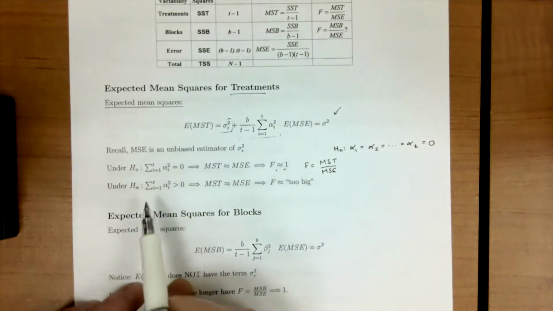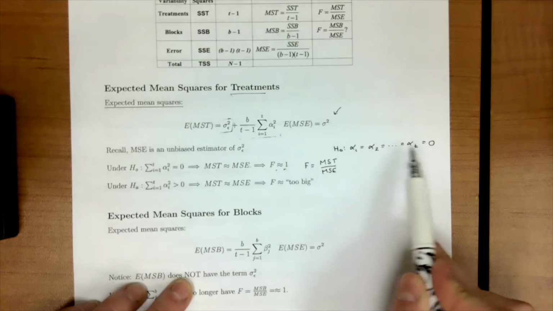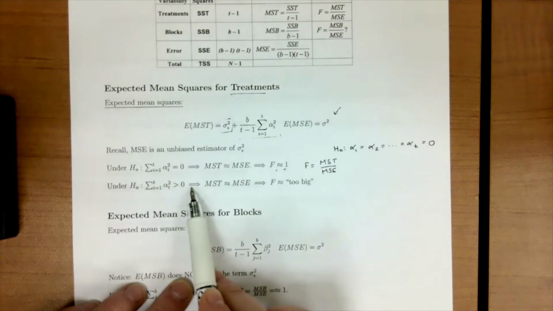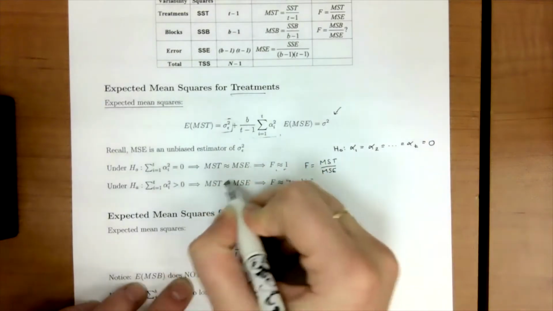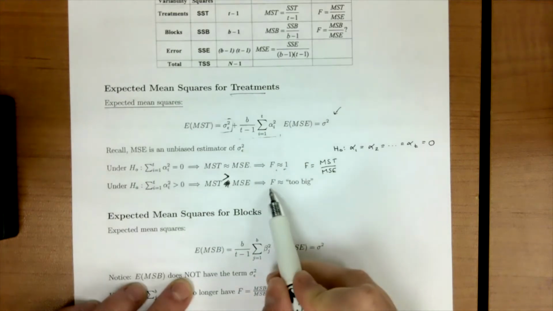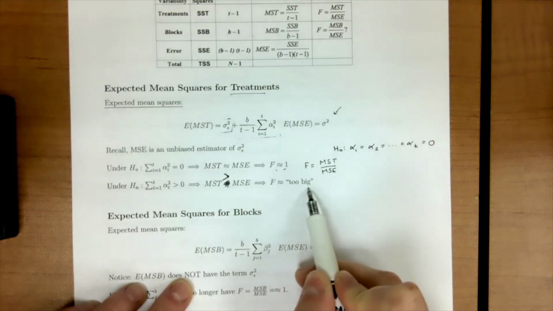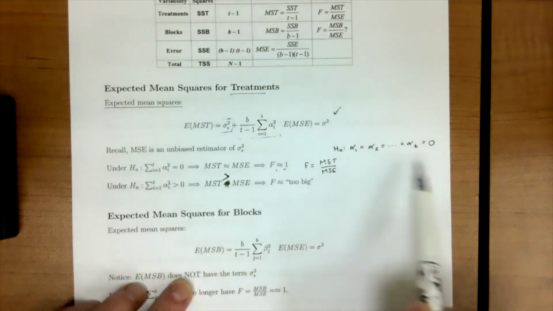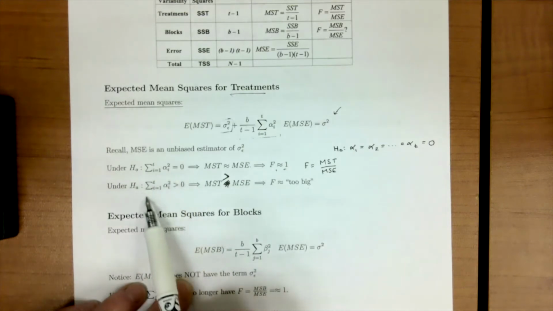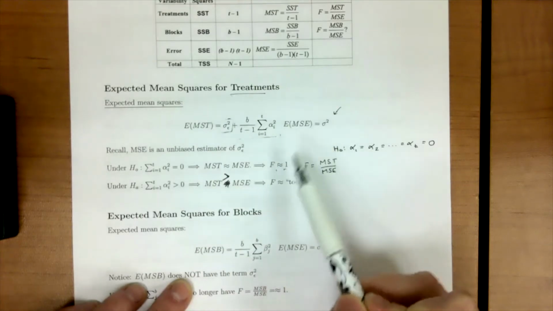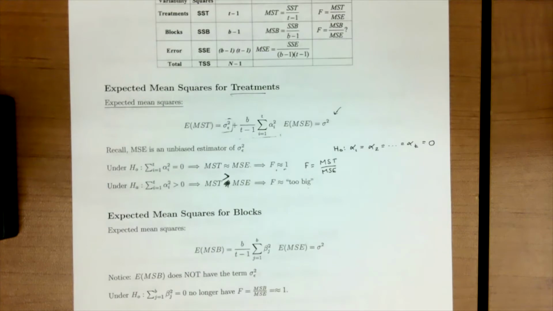Okay. Now, under our alternative, we say that at least one of these differs. And so this is going to be greater than 0, which is going to imply that MST is greater than MSE, and so our F is too big. Now let me repeat that since there was a little mistake. Our alternative says that at least one of these is going to differ. And so this is going to be a positive value. It's going to increase this. So our MST will be greater than our MSE. And so our F stat's going to be too big.